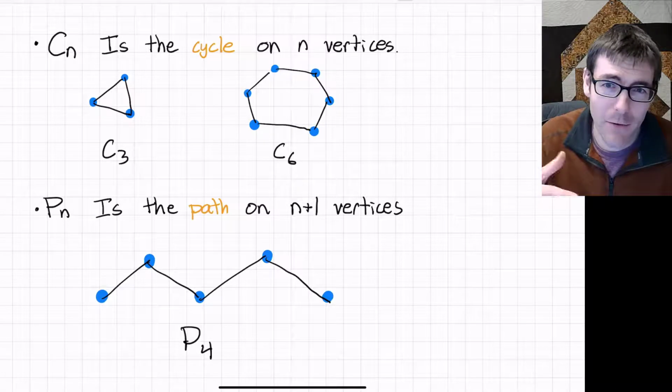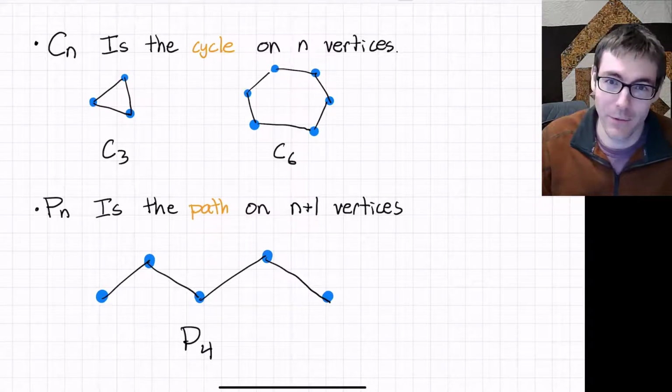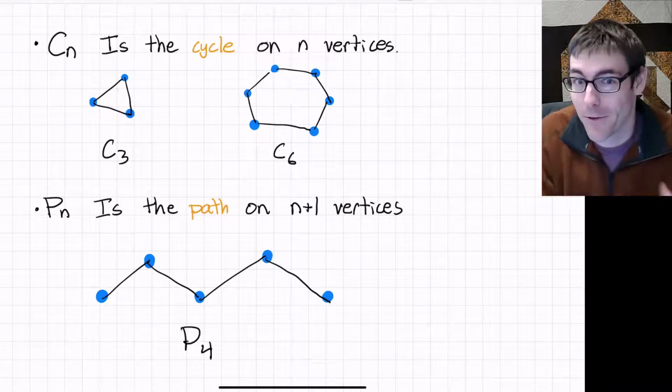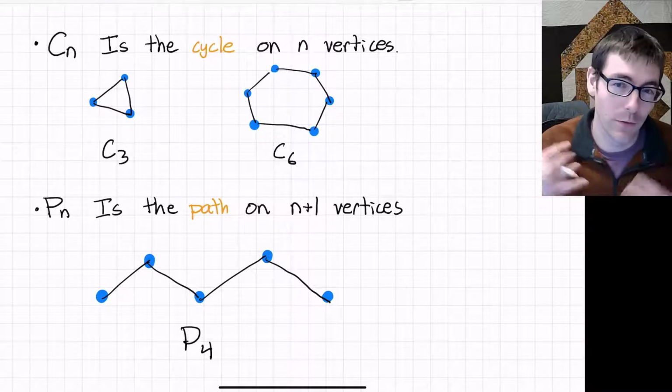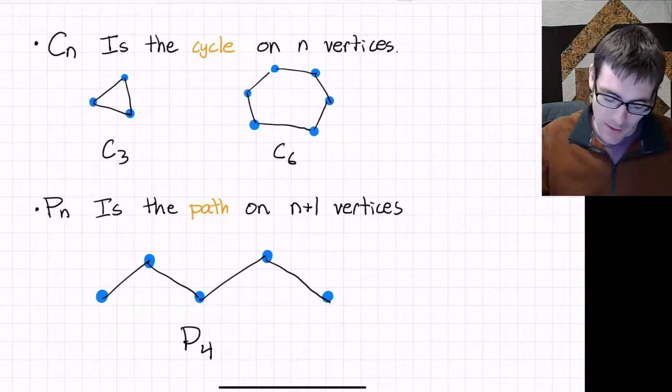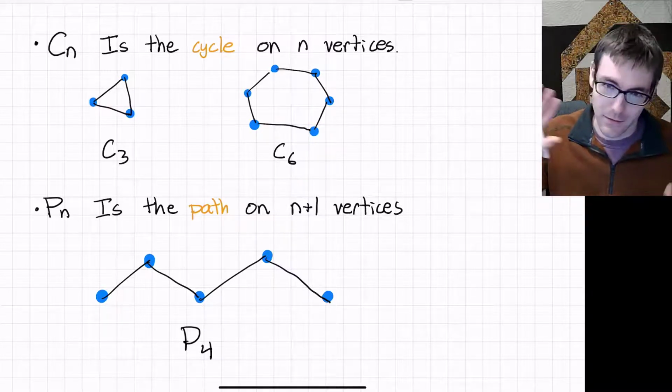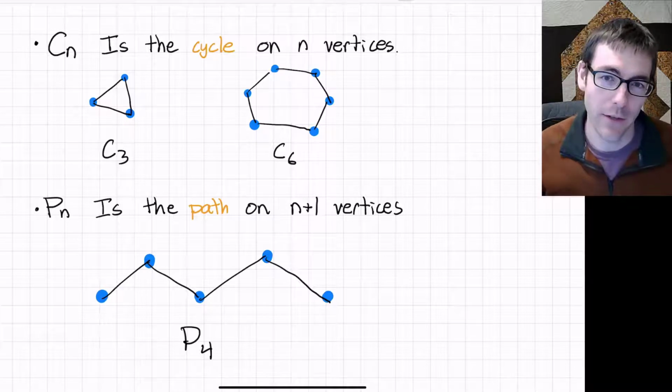I certainly won't ever try to trip you up with this distinction. I'll try to always make it clear that I'm looking for the path on a certain number of vertices, but just so you know, if you're reading some other context, it's certainly possible that it might be referred to in this way, and just be aware of potential confusion there.